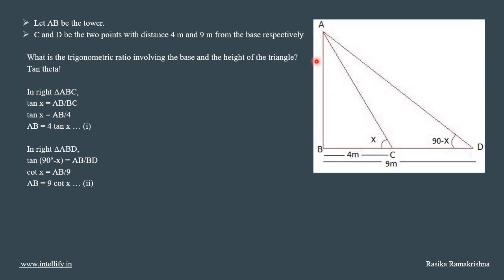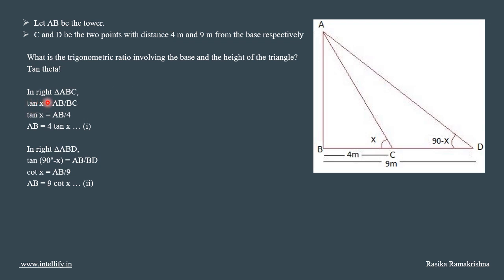Alright, so now before we go ahead and try to prove that the length of AB is nothing but 6 meters, let us notice that AB is common to both triangle ABC and triangle ABD. We will somehow make use of this fact to prove that AB is equal to 6 meters. So let's see how we go about it.